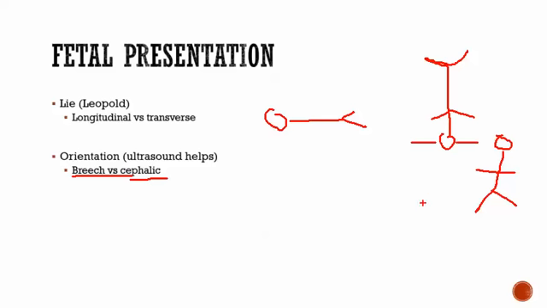Is it the vertex of the head? So if you're going to be able to feel the head, will you be feeling the anterior, posterior fontanelles, things like that? Or are you going to be feeling the face, the brow? Is there going to be an arm sticking out, a compound presentation? And then same with breech. Is it frank, complete? Is there a foot sticking out? Okay, so that's how you subdivide up breech and cephalic presentations.